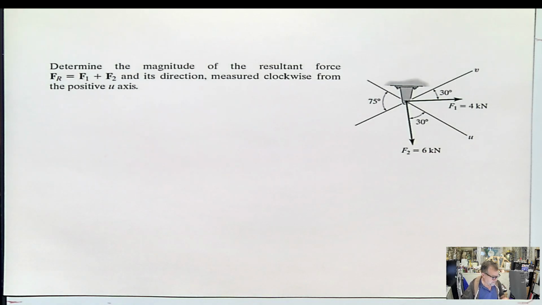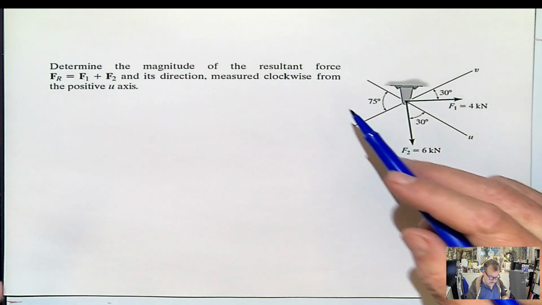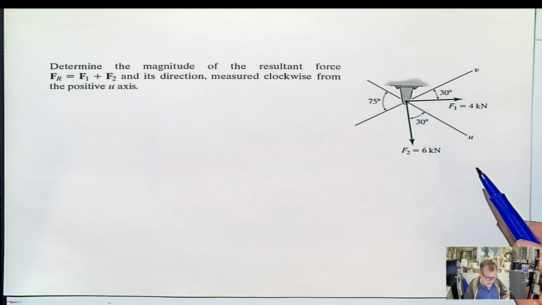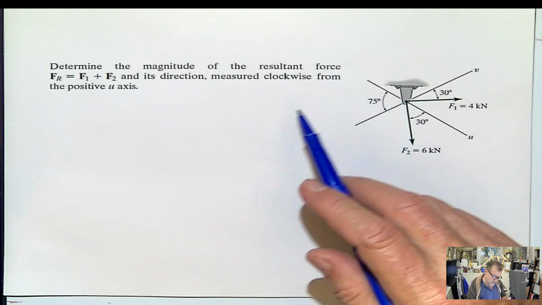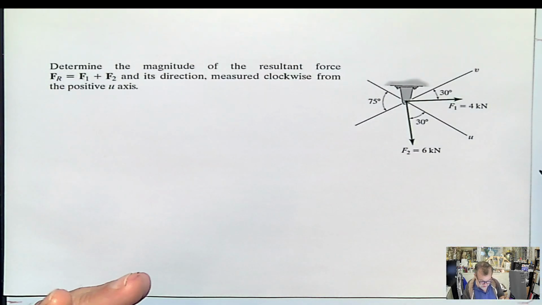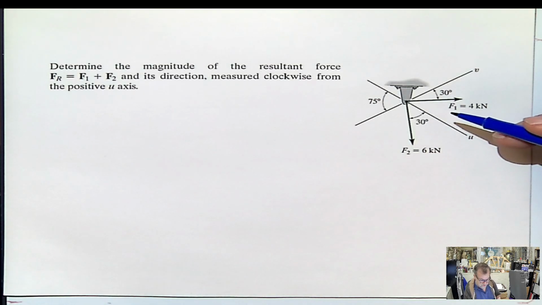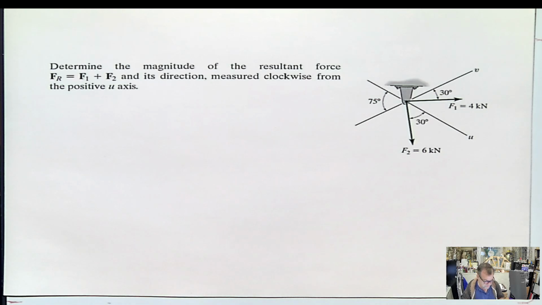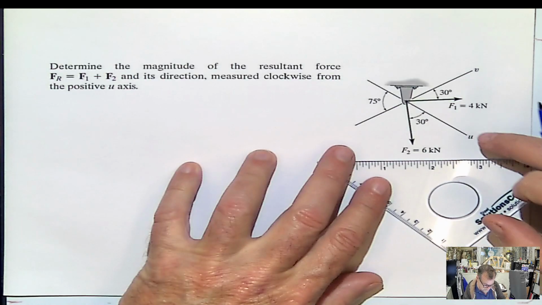Let's see what we can do here. Basically, what it's asking is the magnitude of the resultant force, and its direction measured clockwise from the positive u-axis. I mean, it shouldn't say that, but it's okay. They are asking you for an angle of the resultant force with respect to this u-axis.